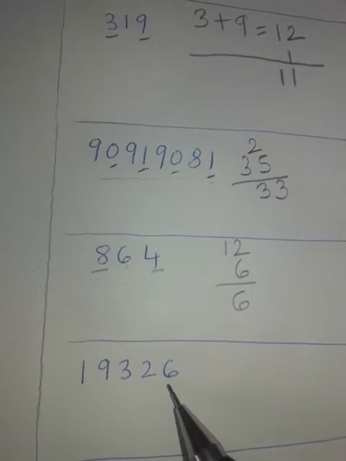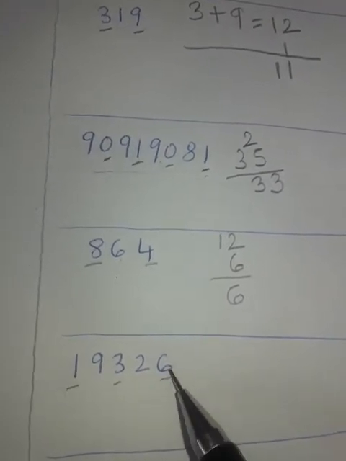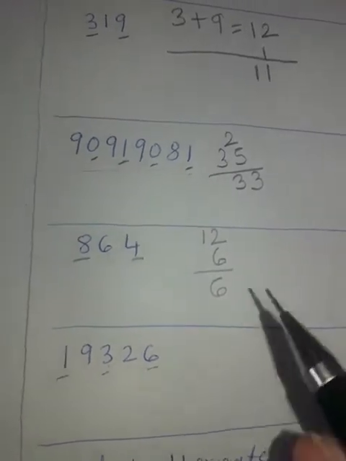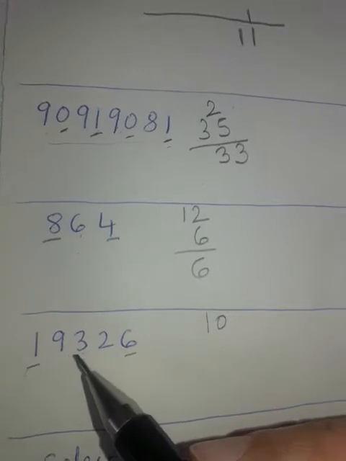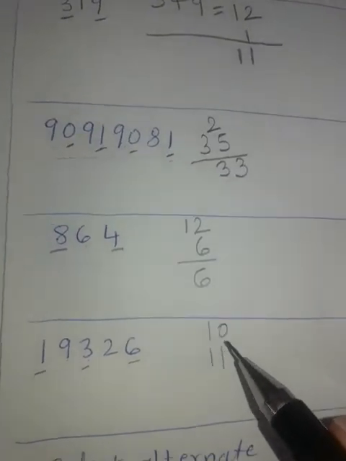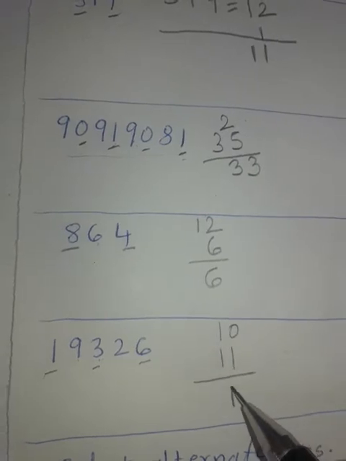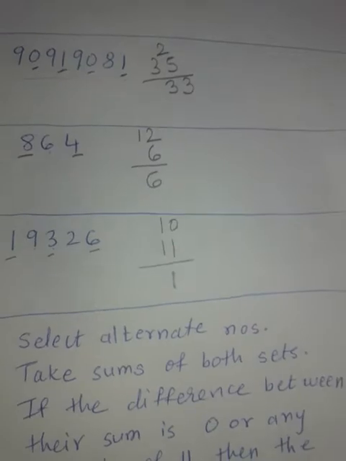One more example. Here, what are the alternate numbers? 6, 3, 1. What is their sum? 6 plus 3, 9, 9 plus 1, 10. Remaining numbers 2 and 9, sum is 11. What is the difference between 10 and 11? Difference is 1. So this number is not divisible by 11.